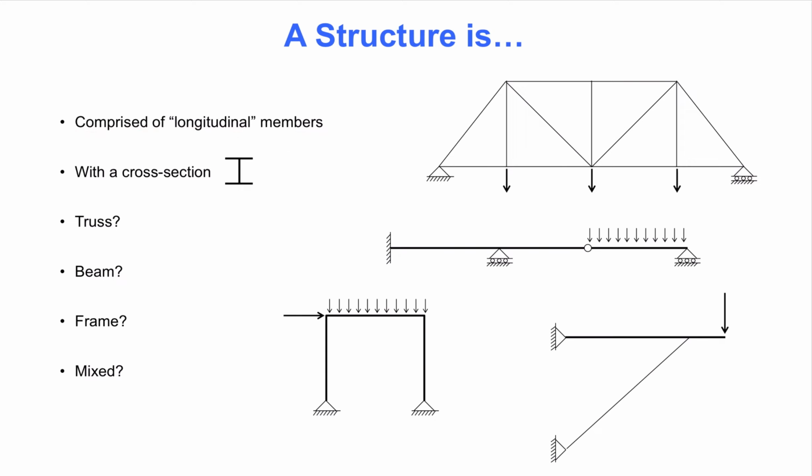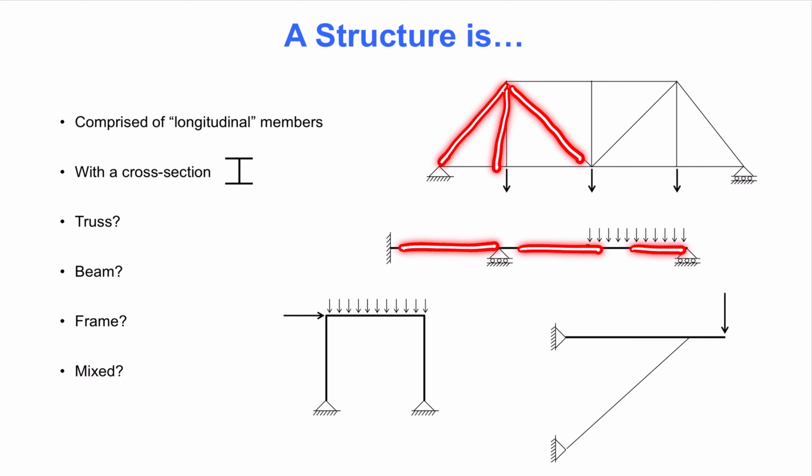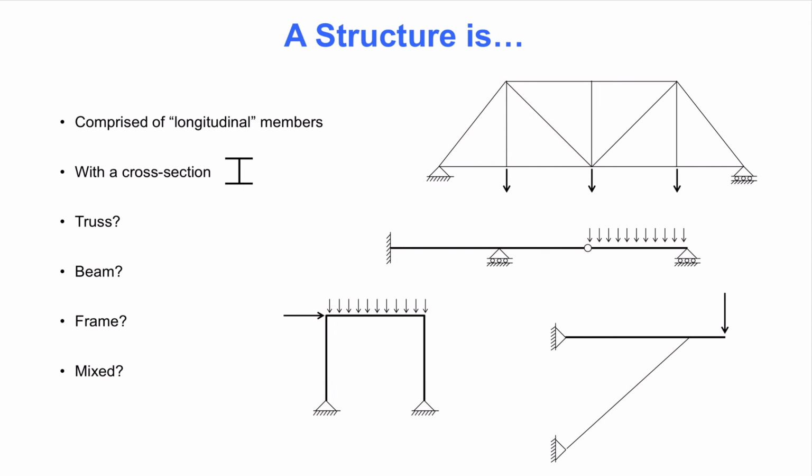By longitudinal members we mean that one dimension of the member is much longer than the other two dimensions. That is indicated by the fact that all the structural members in the figures on this slide are drawn as a line. Each line is one structural member. It is possible to envision more complex structures with plates and shells, but those are not part of basic structural analysis.